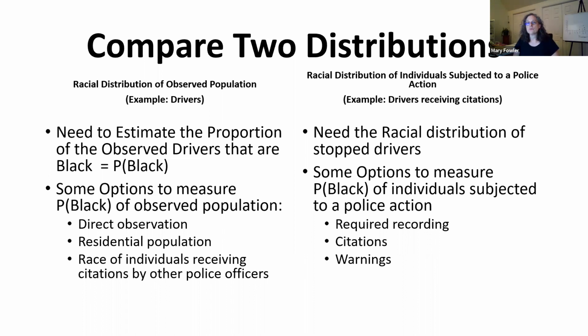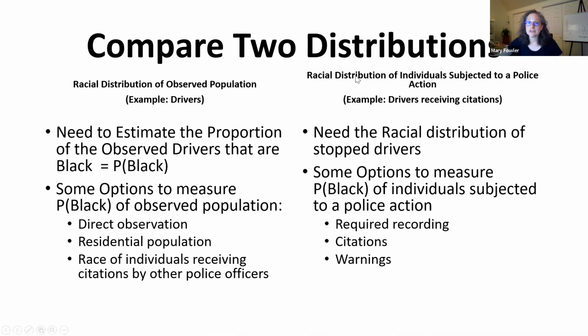And also, we might consider the race of the individuals receiving citations by other police officers, and the racial distribution of the individuals they're stopping at a given location. We might consider that a way to get an idea of who that officer is observing.